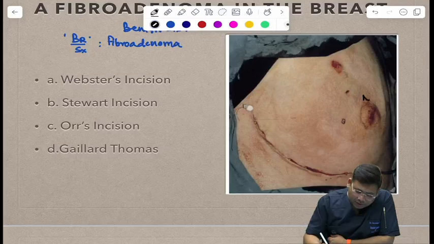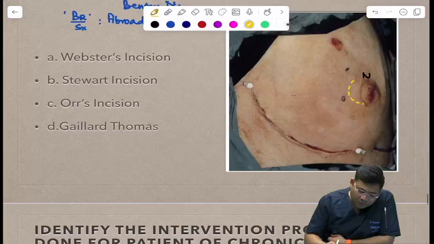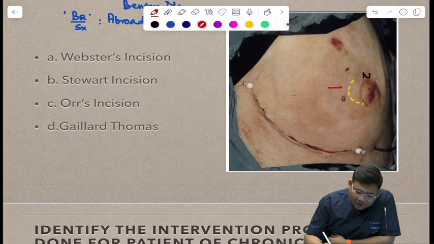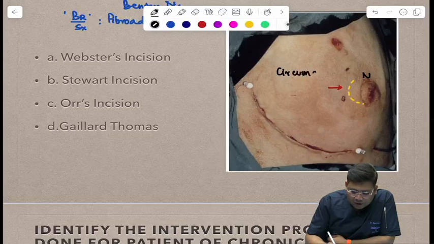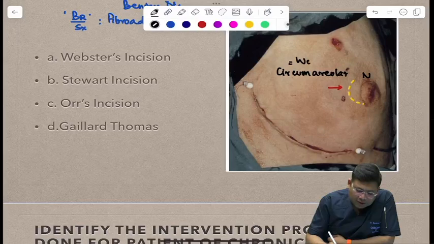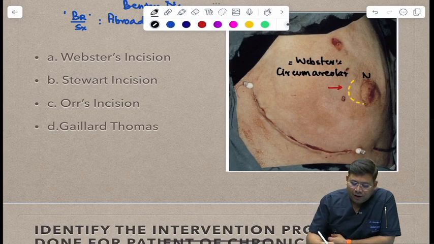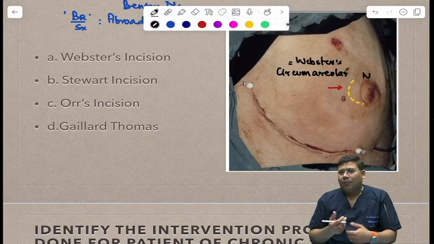So this is the nipple areolar complex. Either you can make the incision around this, but here it is not. If you make the incision around this, it is known as circumareolar incision, and this is also known as Webster's incision. The second incision is, why do you give it around the nipple areolar complex? So that you can hide it.